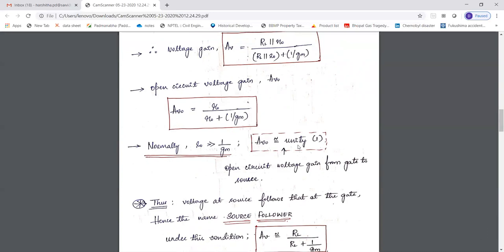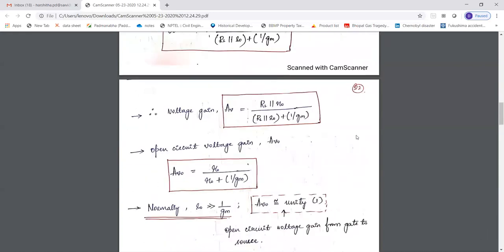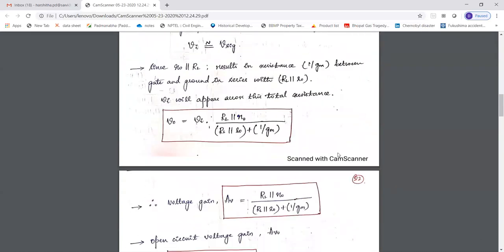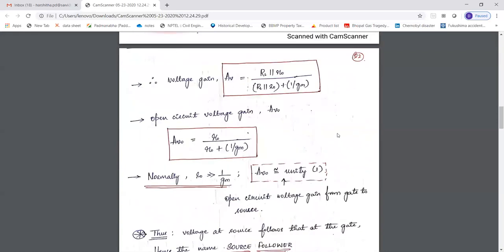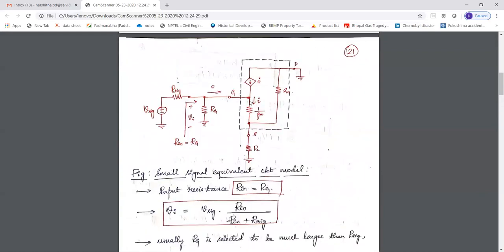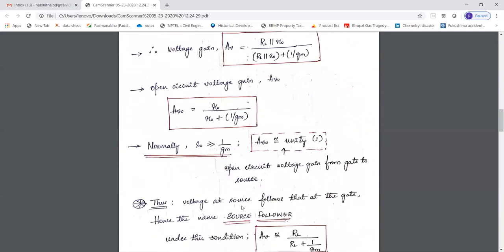So this is the open circuit voltage gain from the gate to the source. Open circuit voltage gain means only this much, from gate to source, whatever the gain is there, that is Av0. So that is equal to unity. Whatever voltage is present at the gate, the same voltage will appear at the source. See here, the voltage at the source follows that at the gate. Hence the name source follower.